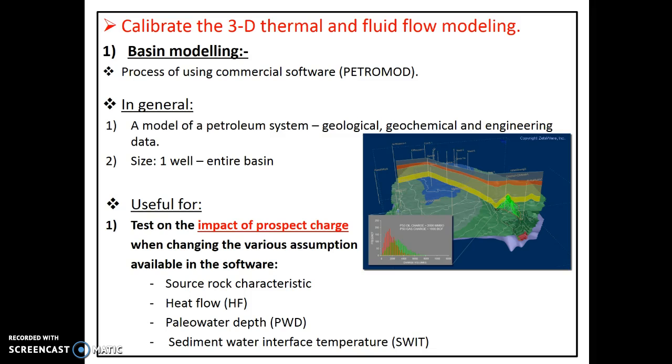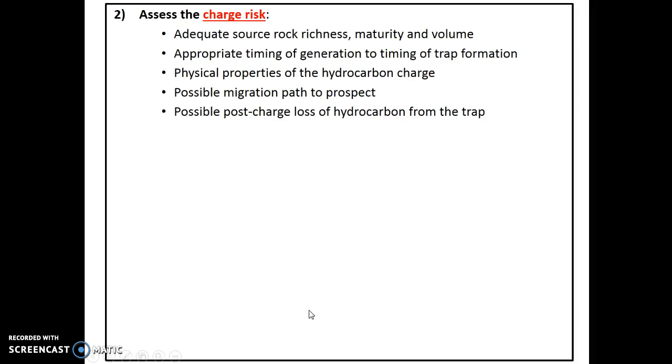So what are the variables, or the parameters, that we usually alter frequently? They are the source rock characteristic, heat flow, HF, paleo water depth, PWD, and sediment water interface temperature, SWIT.